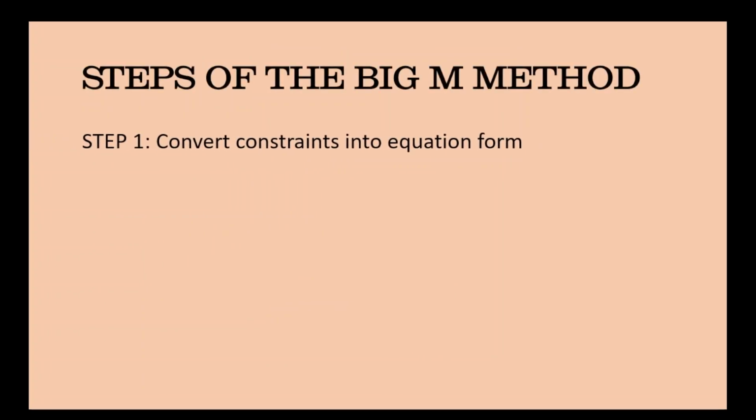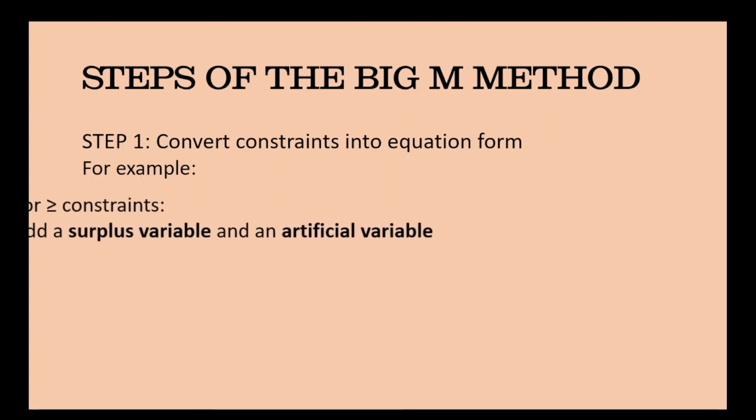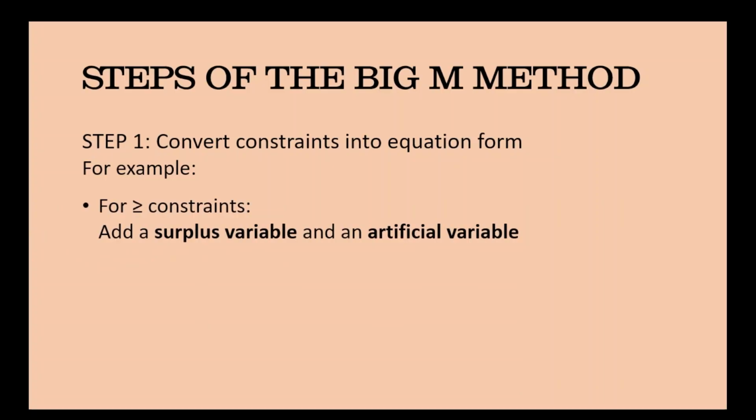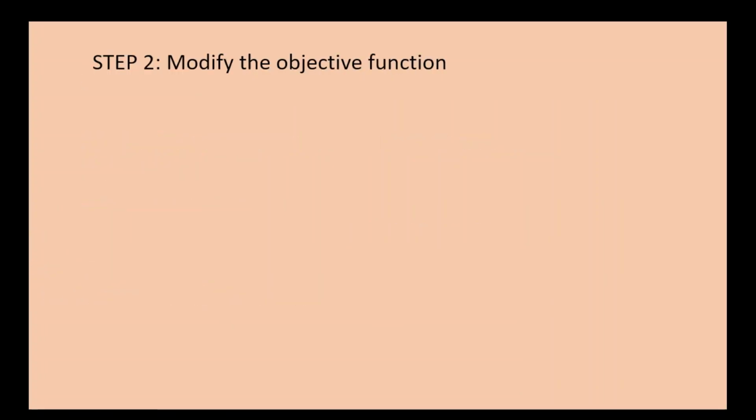Steps of the Big M method. Step 1: Convert constraints into equation form. For example, for greater than or equal constraints, add a surplus variable and an artificial variable. For equal constraints, add an artificial variable.